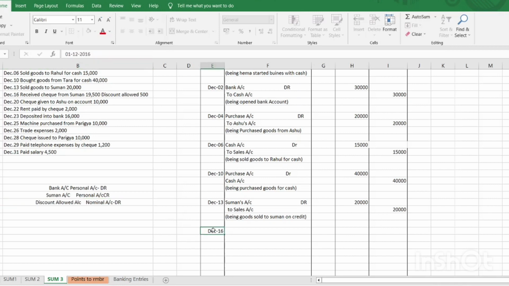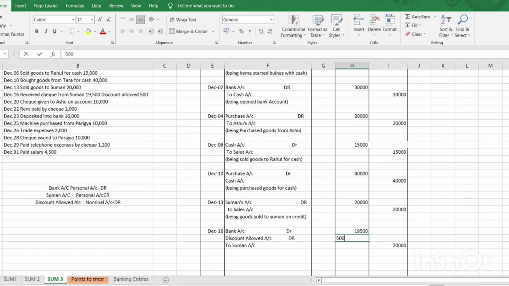So let's make an entry for the same. Bank account debit, we have discount allowed account debit to Suman account. Okay, how much did Suman have to pay to us? Rupees 20,000. But how much did she actually pay with bank?